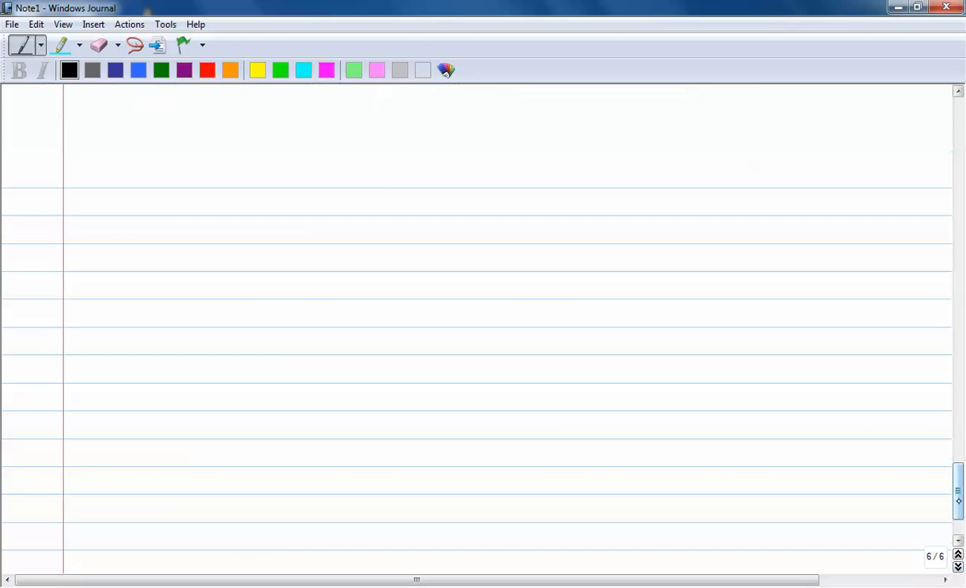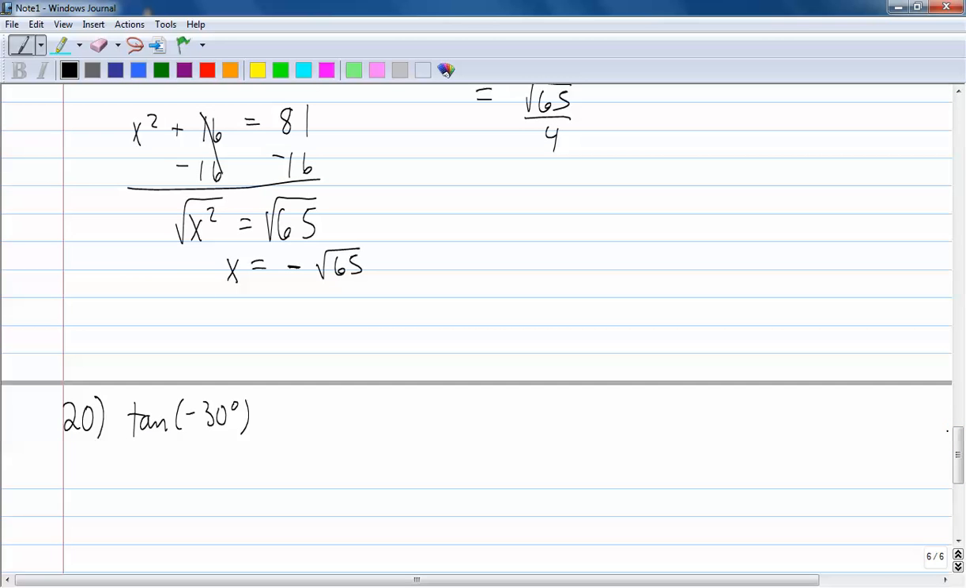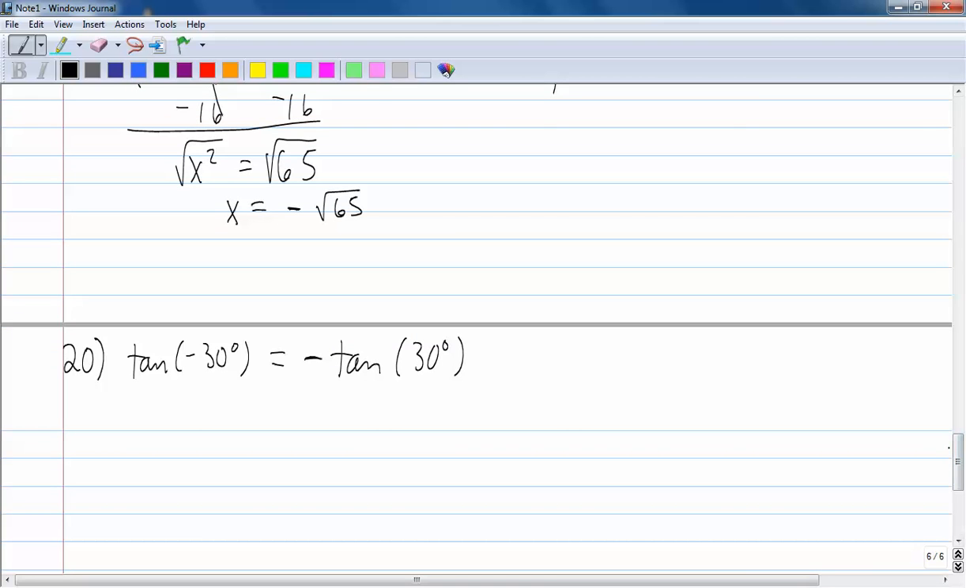The last problem on the review, number 20, says use the even-odd properties to find the exact value of the expression. Do not use a calculator. The even-odd property for tangent says that if you take the tangent of a negative angle measure, like negative 30 degrees, that's equal to the negative of the tangent of the positive angle measure, 30 degrees. So what's the point we associate with 30 degrees? It's going to be square root of 3 over 2, 1/2.